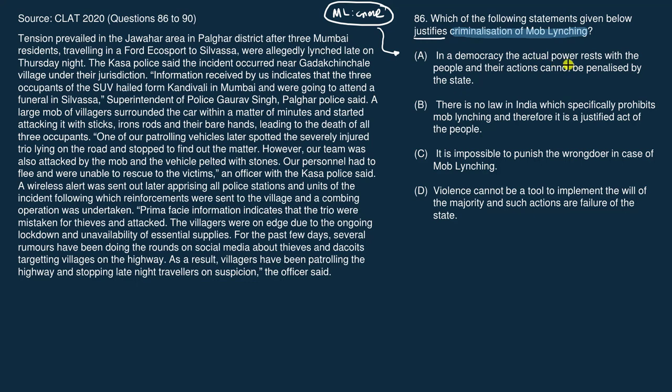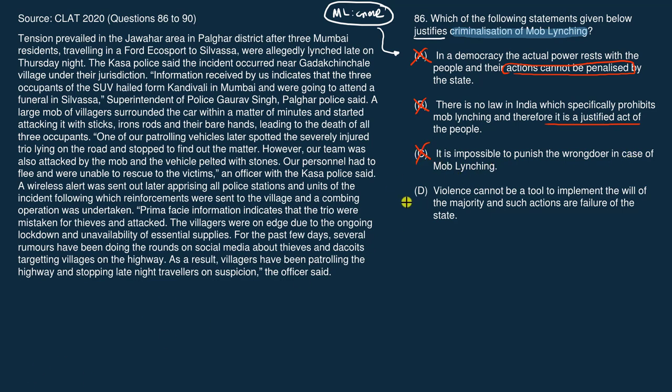In democracy, the actual power rests with the people and the action cannot be penalized. What do you mean cannot be penalized? We want to justify it's a crime. Answer choice A gone. There is no law in India which specifically prohibits mob lynching and therefore it is justified. What is this? You have to justify criminalization of mob lynching. We are not justifying mob lynching. We are justifying criminalizing it. It is impossible to punish the wrongdoer in the case.